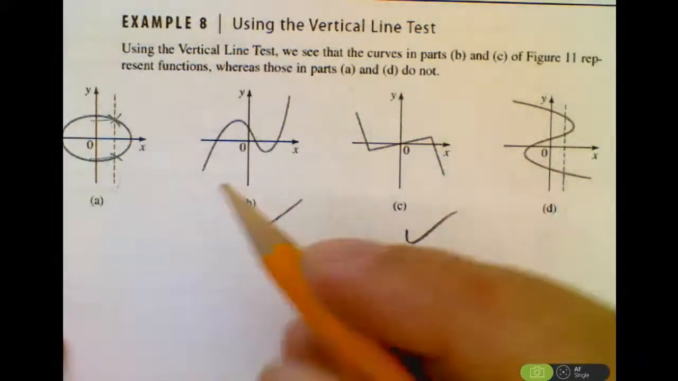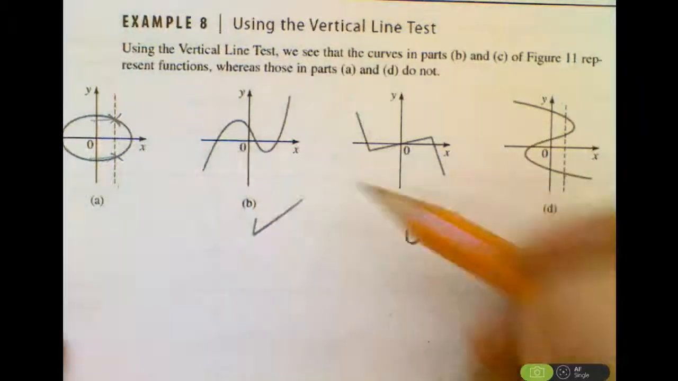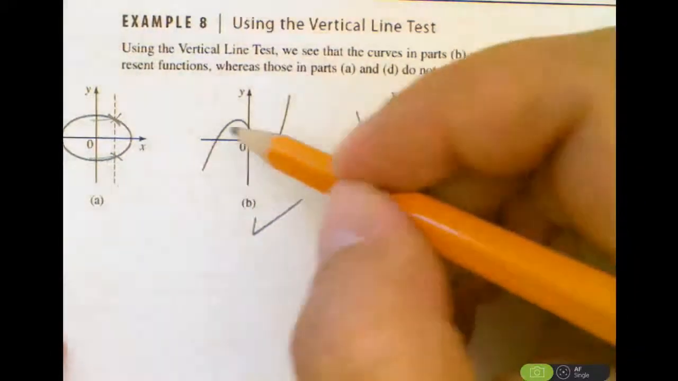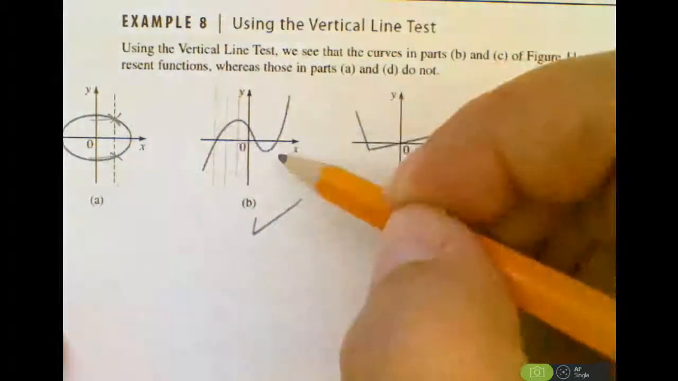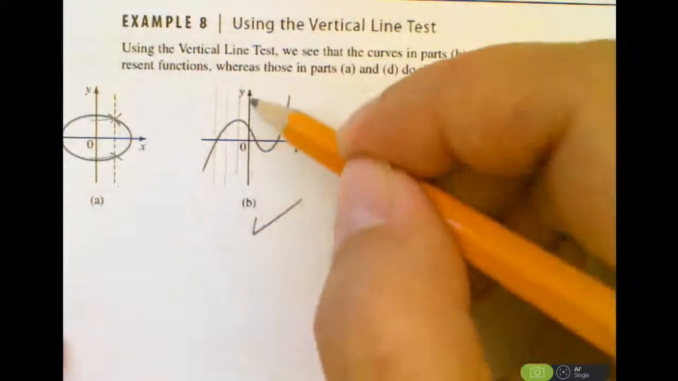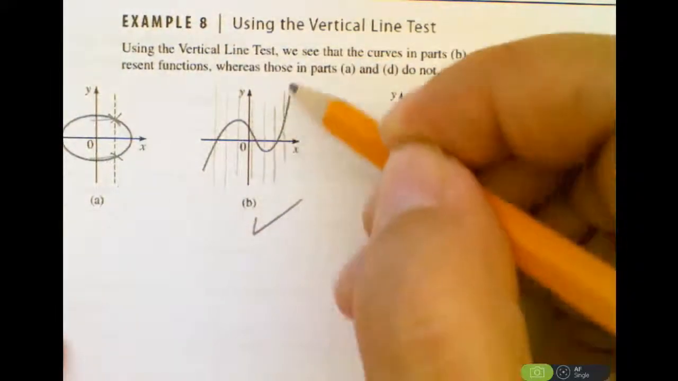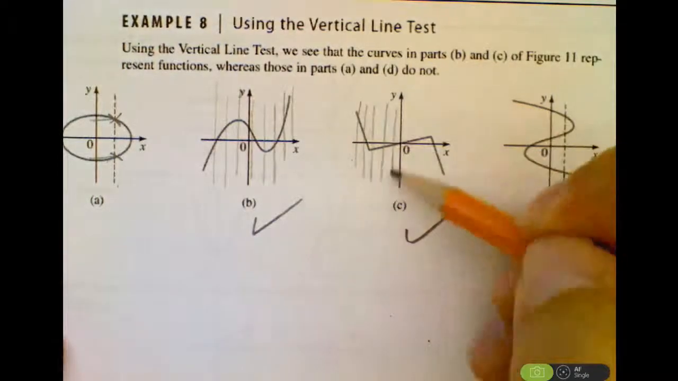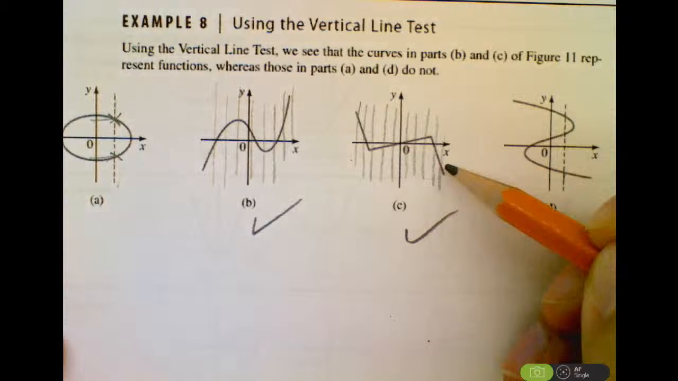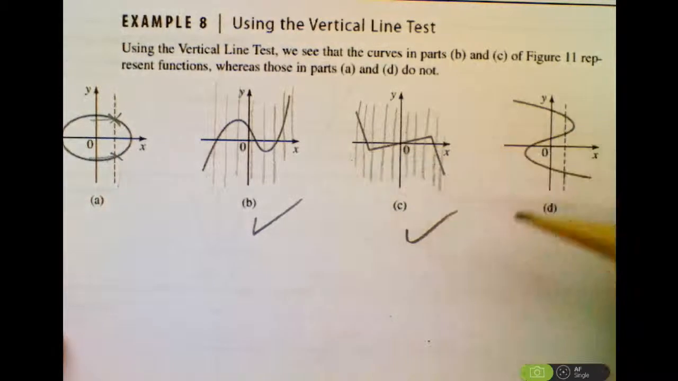Now in here, I know that some people may think that we are not passing the vertical line test because it's kind of wavy. But if you draw only vertical lines rather than slanted lines or horizontal lines, you're only touching the graph once, and you can see that. In this case, it's also the same. Every single vertical line is touching the graph only once.